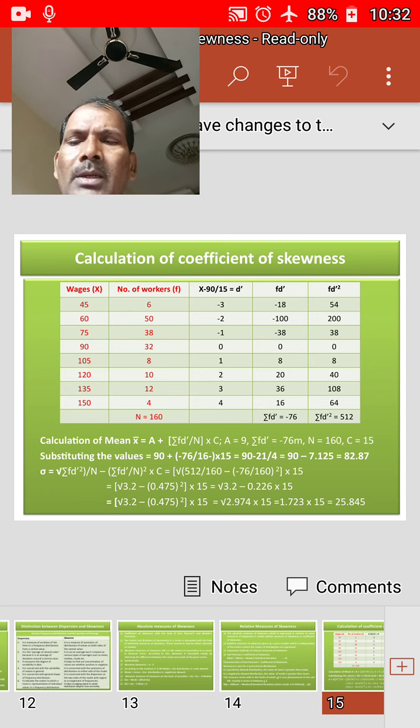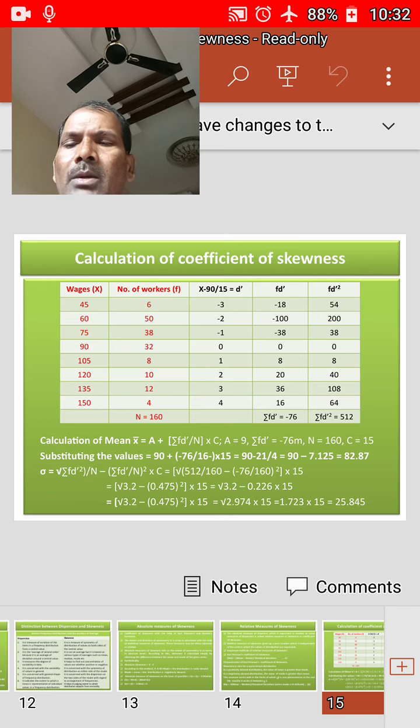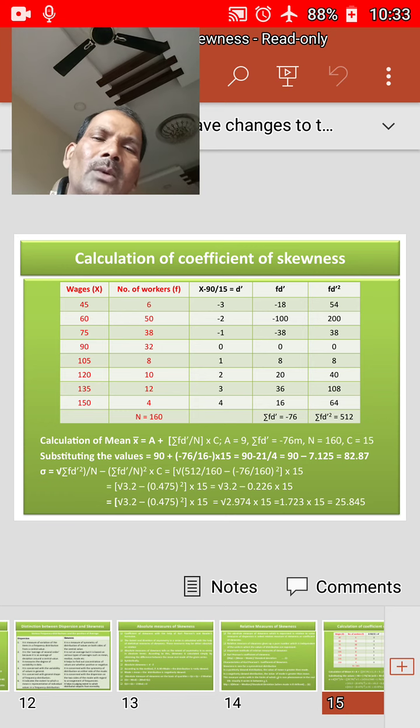In order to remove the negative signs, we have to calculate d dash square into f. Minus 3 into minus 3 is 9, 9 into 6 is 54. Minus 2 into minus 2 is 4, 4 into 50 is 200. Minus 1 into minus 1 is plus 1, into 38 is 38. 0 square is 0, 0 into 32 is 0. 1 square is 1, 1 into 8 is 8. 2 square is 4, 4 into 10 is 40. 3 square is 9, 9 into 12 is 108. 4 square is 16, 16 into 4 is 64.